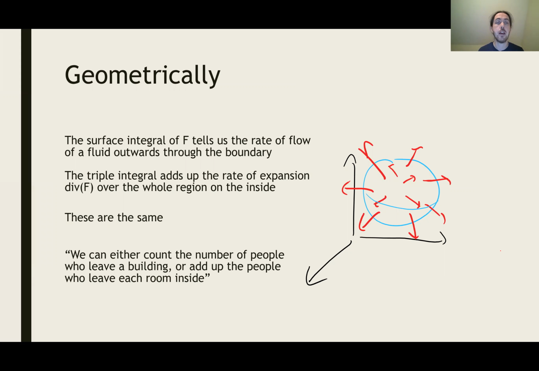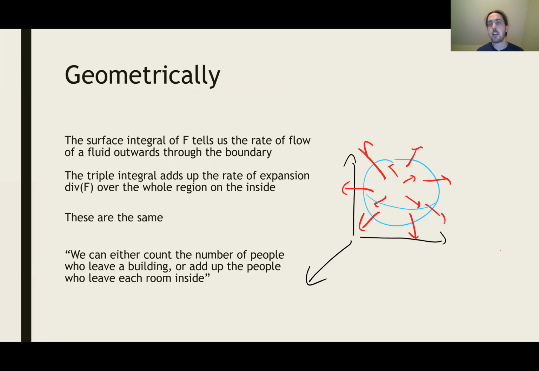Geometrically, what's this saying? The surface integral of f tells us, if we're interpreting our vector field as fluid flow, how quickly fluid is flowing outwards, out of this region in three-dimensional space. Whereas the triple integral of divergence measures rate of expansion, and so it tells us how quickly fluid is leaving that particular position. So what we're doing is adding up how much fluid is leaving all those positions on the inside. And these are the same.